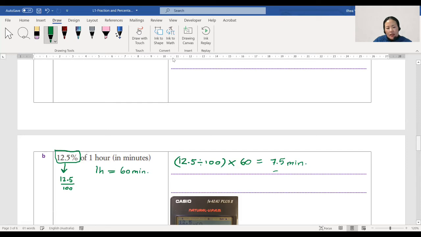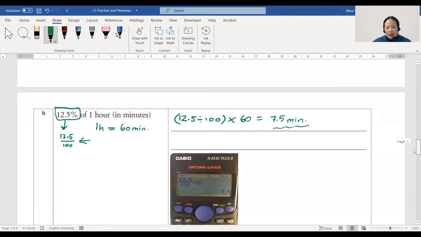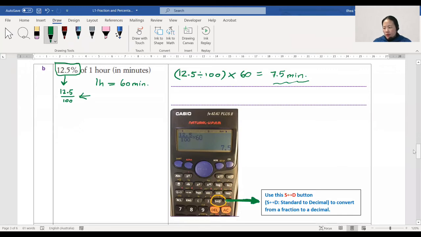Now, if I did over 100 and then times by 60 on my calculator, it will give me a fraction, like 15 over 2. But I want it to be in minutes with a decimal, so you need to use this button called the SD button. S stands for standard, D is the decimal. So we're going to change standard, which here is the fraction, to decimal. So 15 over 2, if you press that button, will be converted to 7.5. That way, you know it's 7.5 minutes.